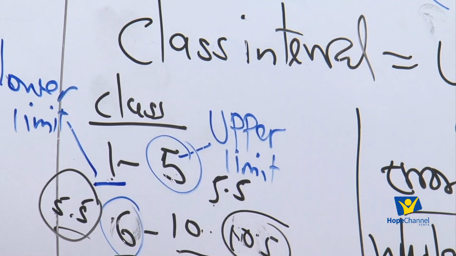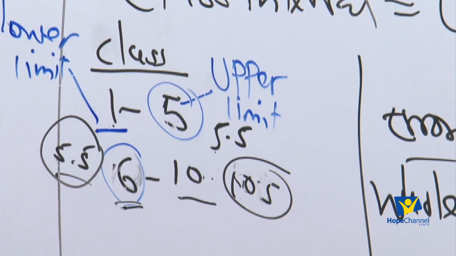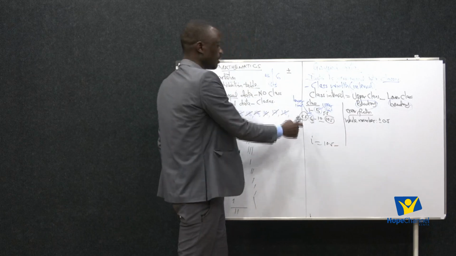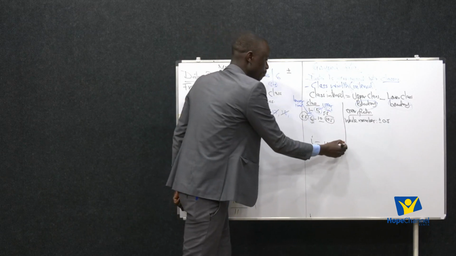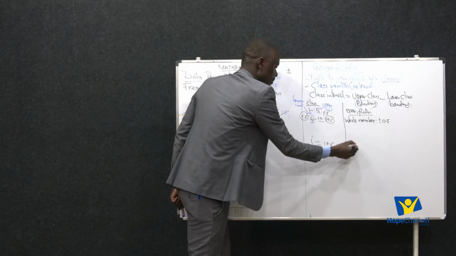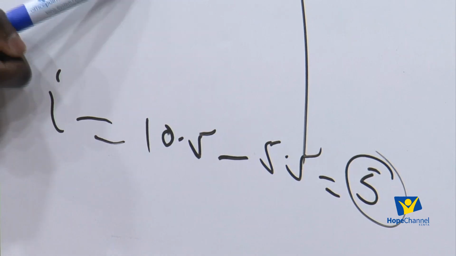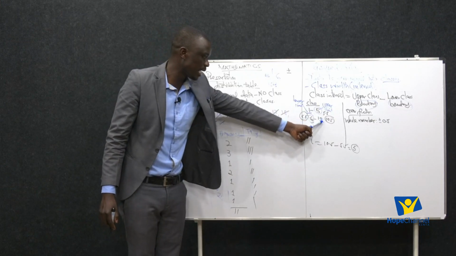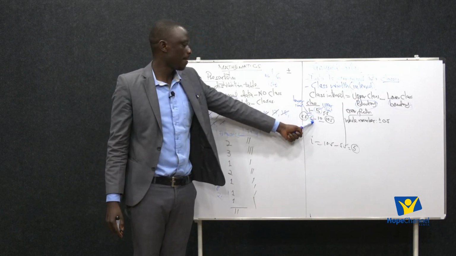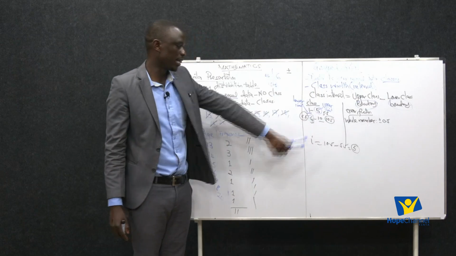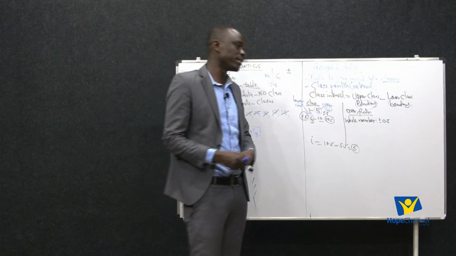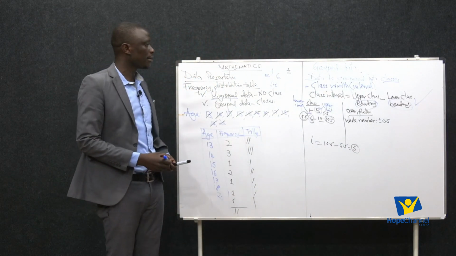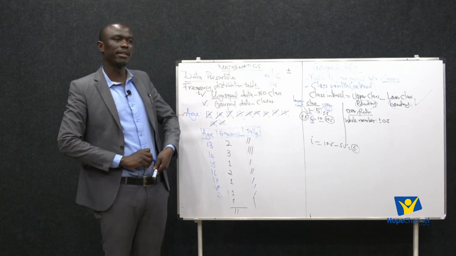The class interval. So in this case, the interval will be 10.5, which is the upper class boundary, minus the lower class boundary, which is 5.5. Definitely the answer will be 5. But if I say 10 minus 6, I will get 4. But if I subtract using the boundaries, I will get 5. So the best way to work this out is to do what? To use the boundaries instead of what we are calling the limits.